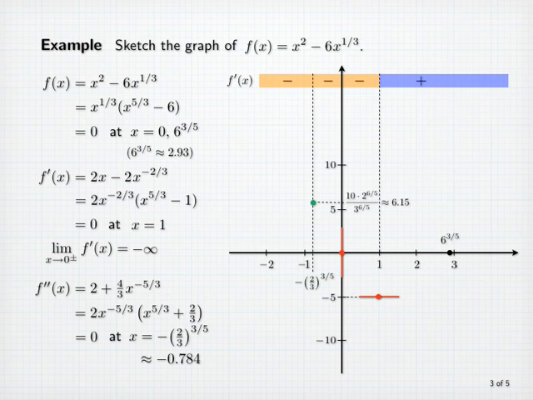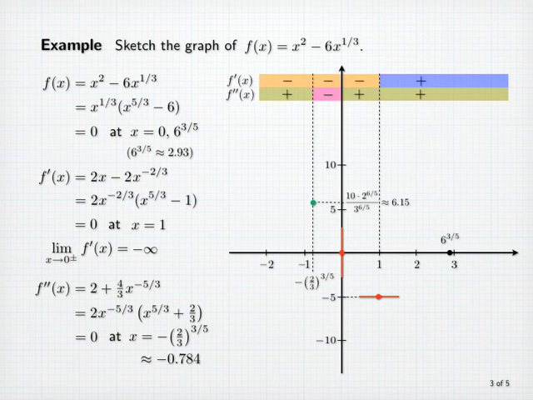And now let's think about the sign of f double prime. If x is less than minus 2/3 to the 3/5 power, f double prime is positive because it's the product of two negative factors. Between minus 2/3 to the 3/5 power and 0, f double prime of x is negative because it's the product of a negative factor and a positive factor. And when x is greater than 0, both factors in f double prime of x are positive, and so f double prime of x is positive.